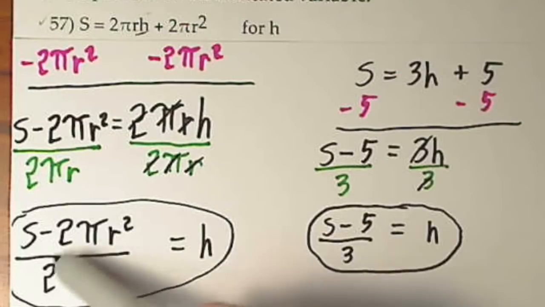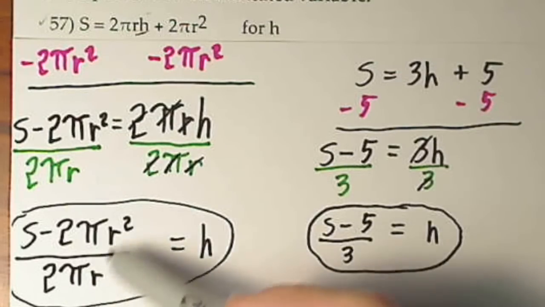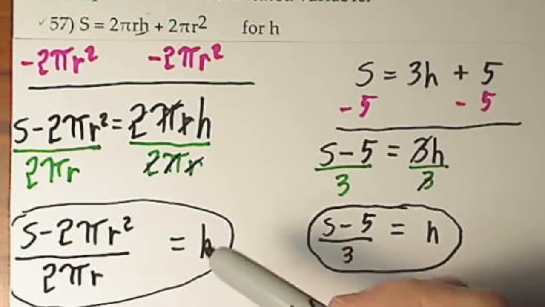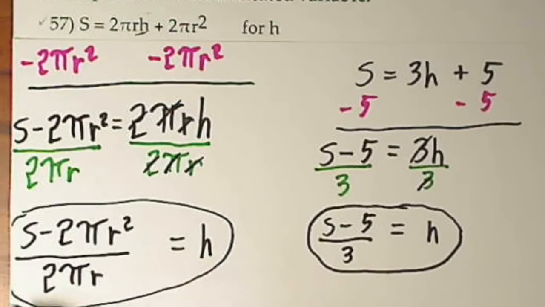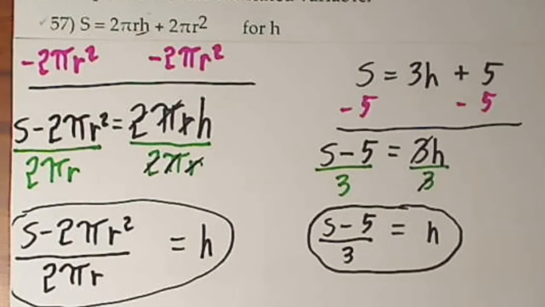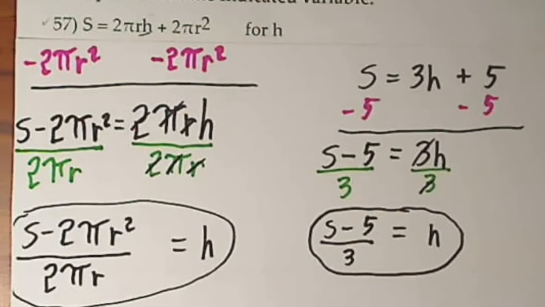You cannot cancel the 2's, the pi's, or one of these r's if it's written this way, because this 2 pi r applies to the s as well as the negative 2 pi r squared. You could write this answer in a slightly different form, but we're perfectly happy with that, so let's go with that. Alright, we'll take a look at another one.